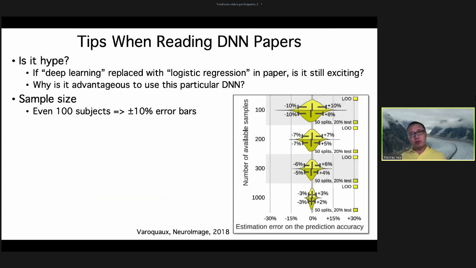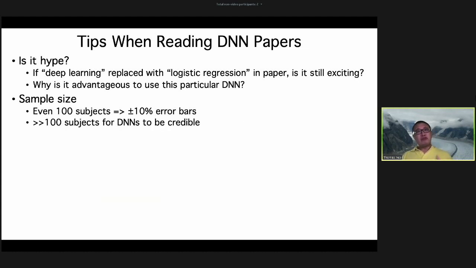The second important point is sample size. As Gael showed in his 2018 paper, even with 100 subjects, the estimated prediction accuracy can have big error bars of plus minus 10%. So this means that if we perform cross-validation with 100 subjects and we obtain an accuracy of 80%, then the true prediction accuracy might be as low as 70% or as high as 90%. Therefore, in my opinion, when using MRI to predict behavior, disease, or demographics, studies should use much more than 100 subjects to be credible.